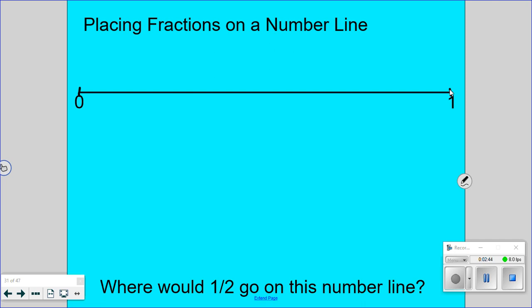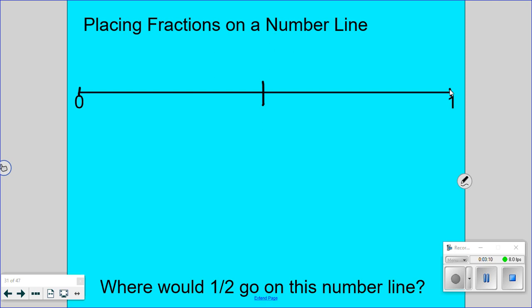Well, where is 1/2 going to go on this number line? This is not a trick question. I know you know where 1/2 goes on a number line. Where does it go? Lydia, where does it go? In the middle of the number line. It goes right in the middle. Now, how did you know that? Because that's half of, like, it's between 0 and 1.